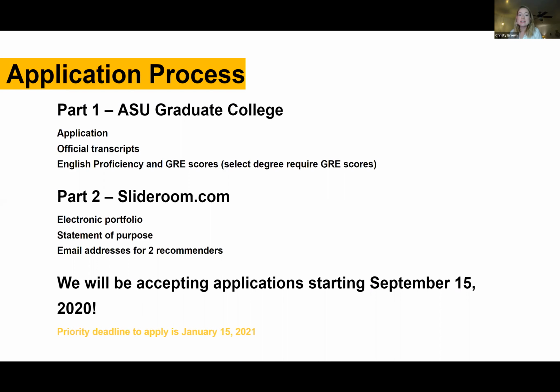You'll also need to submit a statement of purpose and the email addresses for 2 recommenders. You just submit their name and the email address, and the system will automatically send them an email with a link to upload the recommendation for you.